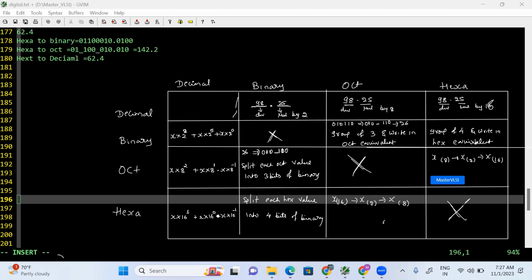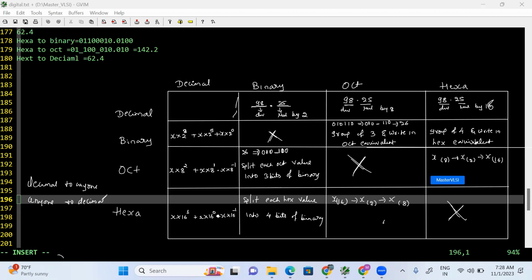Decimal to anyone, okay. Divide and multiply by 2, 8 or 16. Now, from any other base, like binary to decimal, octa to decimal or hexa to decimal. See, decimal always will follow one proper rule. Keep in mind, decimal to anyone or anyone to decimal, they follow one proper rule.